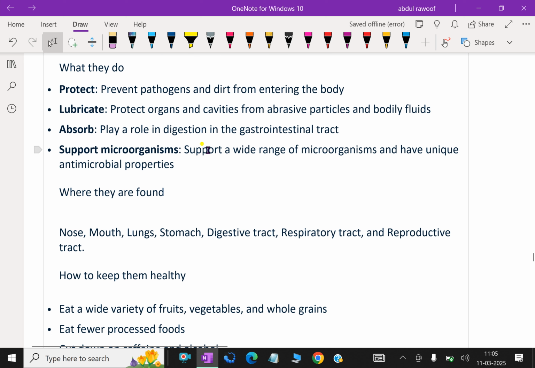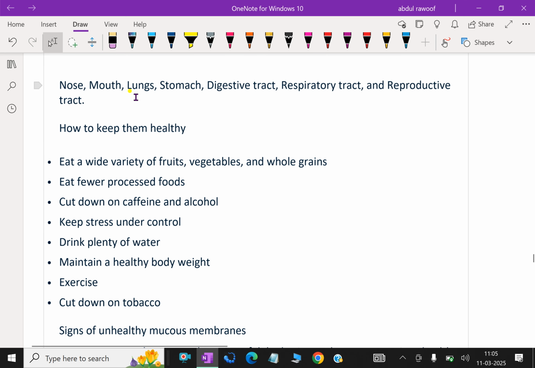Lubricate, protect organs and cavities from abrasive particles and bodily fluids. Absorb, play a role in digestion in the gastrointestinal tract. Support microorganisms, support a wide range of microorganisms and have unique antimicrobial properties. Where they are found: nose, mouth, lungs, stomach, digestive tract, respiratory tract, and reproductive tract.